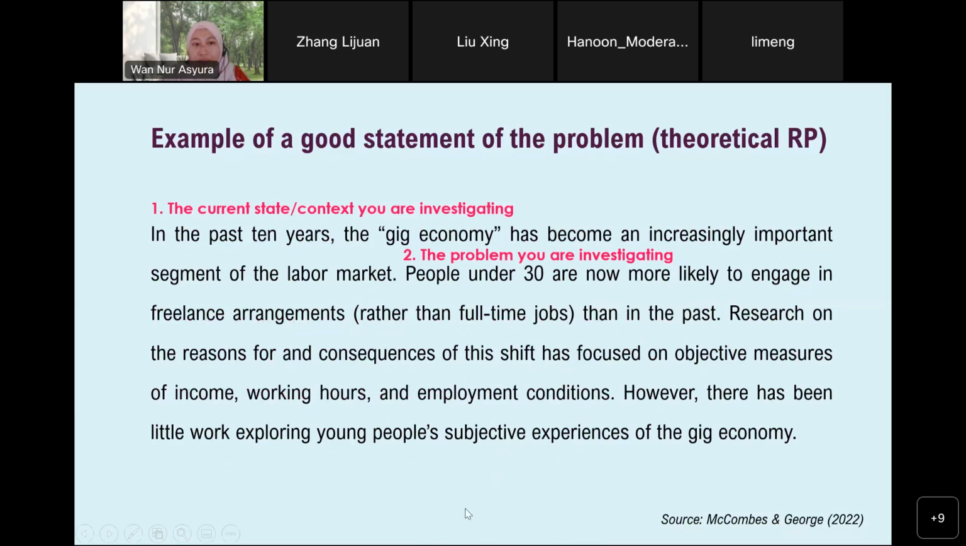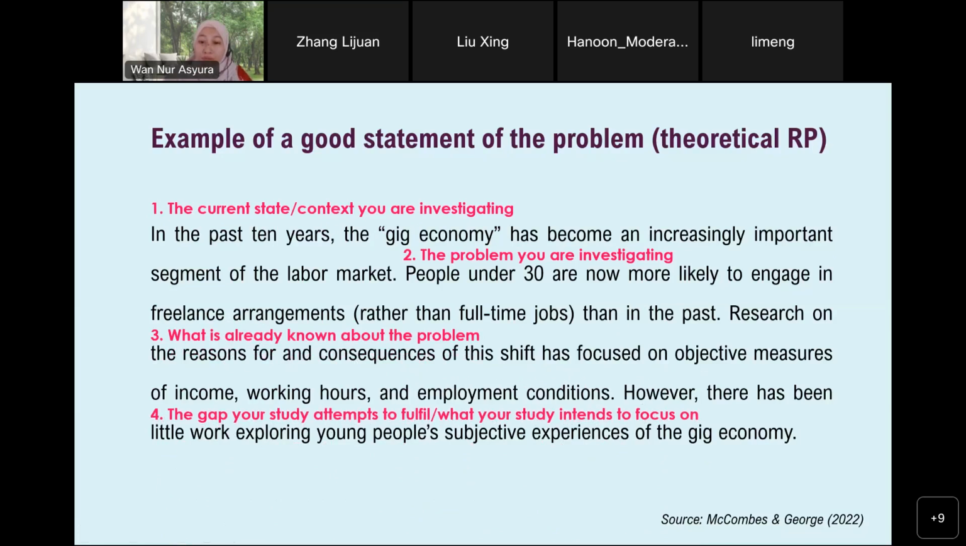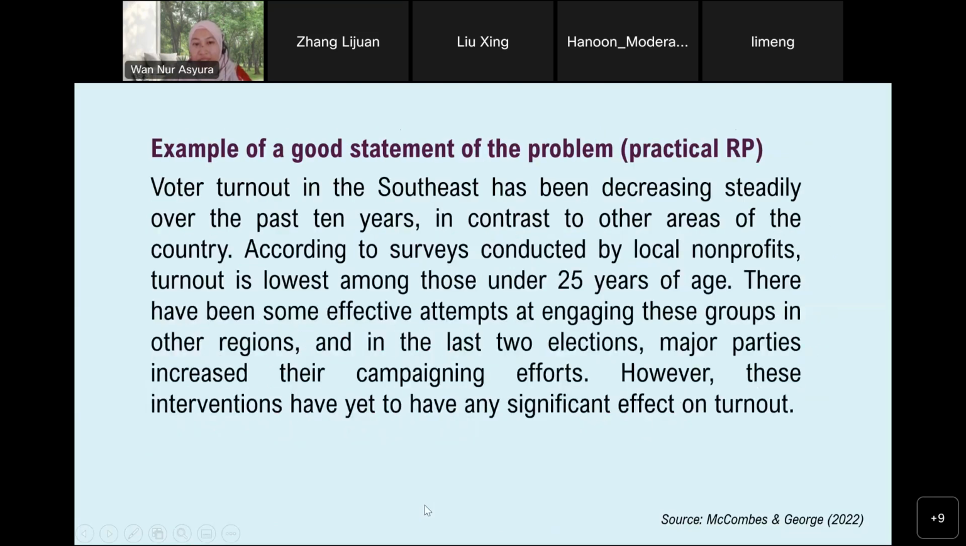Okay. The third one is what is already known about the problem. And the final sentence is the gap your study attempts to fulfill, or what your study intends to focus on. So this is another way of curating or writing your statement of the problem, a paragraph in a statement of the problem.